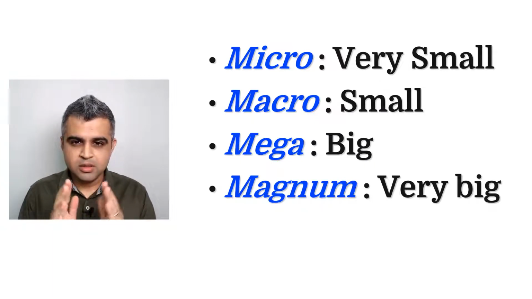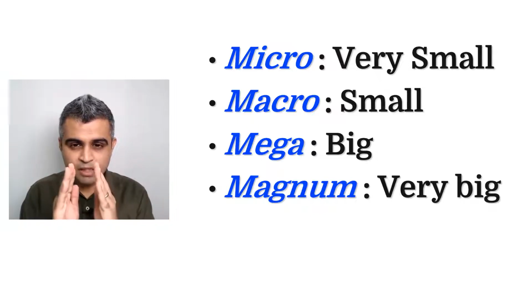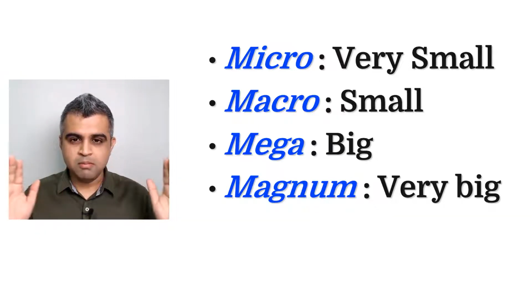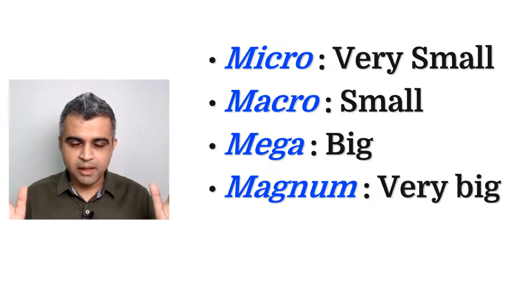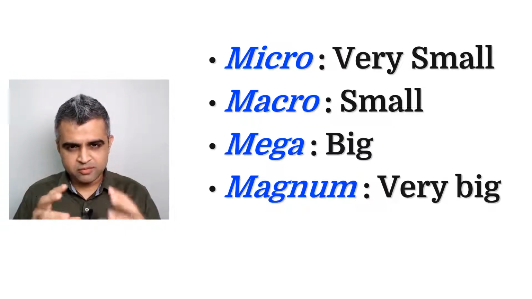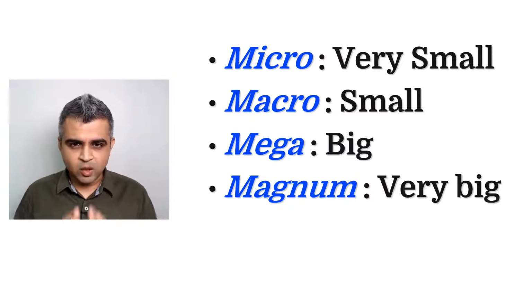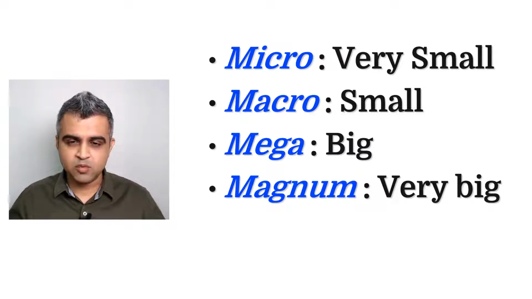Very small, small, big and very big. Micro, macro, mega, magnum. Very small, small, big, very big. So easy enough to remember, and you've heard these words before. So now if you have just a clear understanding of this, micro is very small, macro is small, mega is big and magnum is very big.